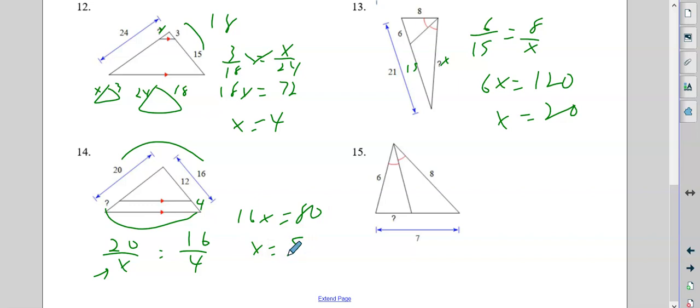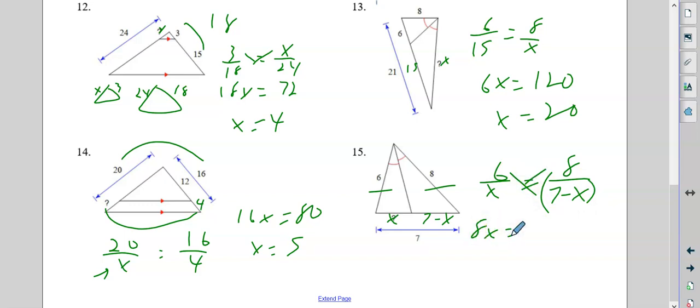And last one on this page, this is a little trickier one. This is my x. This is 7 minus x. We've done one like this in class, okay? And we can just set up our things right here. 6 over x equals 8 over 7 minus x. Again, put in parentheses, cross multiply. 8x equals 42 minus 6x. If I add 6x, I get 14x equals 42. And when I divide, I get 3.